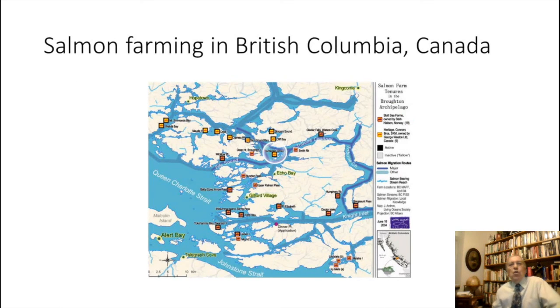However, the rest of the world does it too. For example, here's a map showing salmon farmed areas in British Columbia, Canada. British Columbia, of course, here's an inset map here, is in between Alaska and Washington State. It's the Pacific coast of Canada.